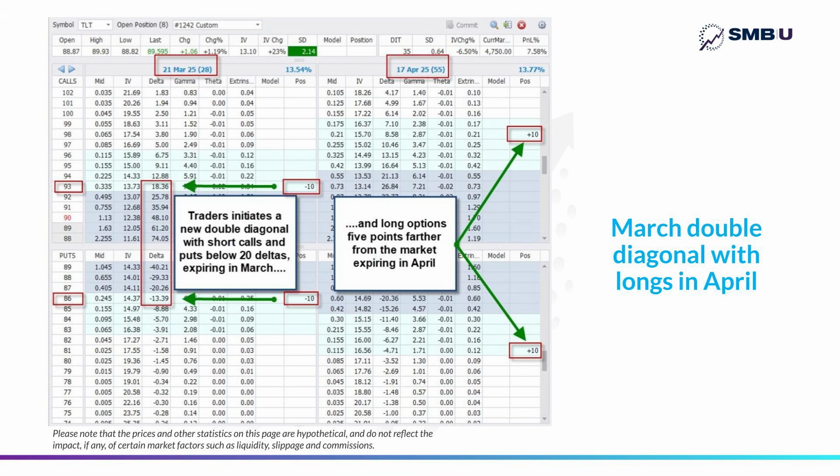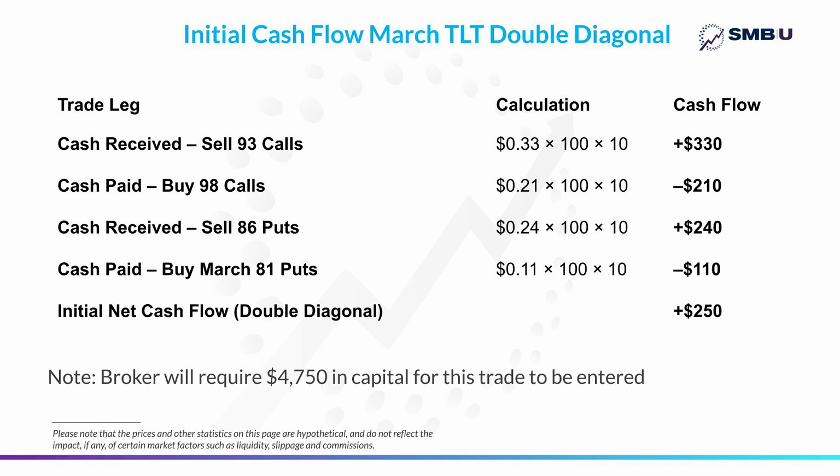So again, as you can see, we have set up another double diagonal that we will be closing on March 21st. And again, using that exact same kind of calculation, you can see we collected a total of $250 this time, similar to the cash flow we got for the last double diagonal. In this case, our broker will require $47.50 in capital.